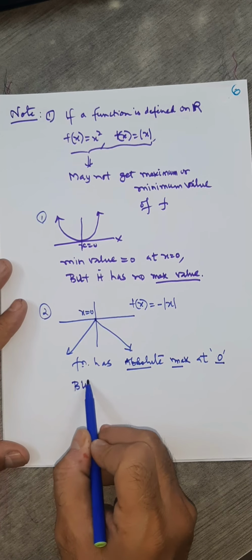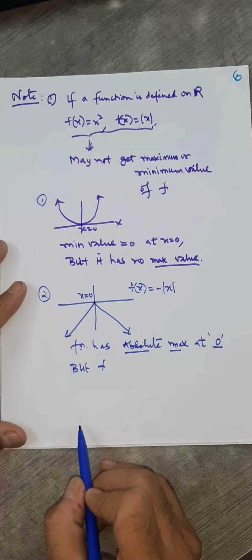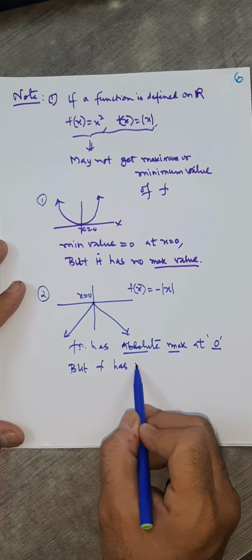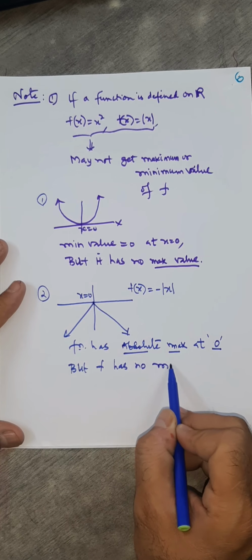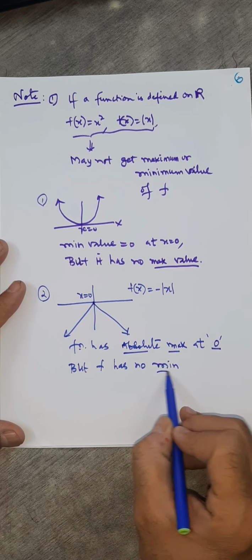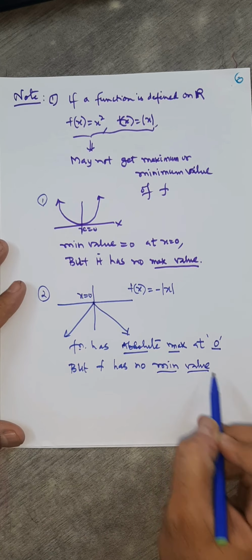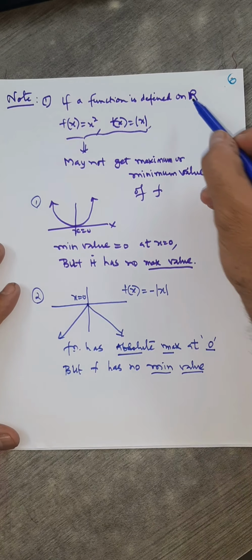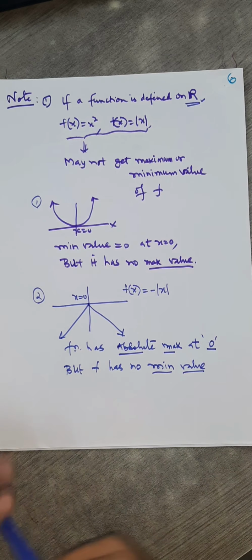But here f has no minimum value, right? The graph goes down and down, right? It has no minimum value. So this happens if the function is defined on an infinite domain like R.